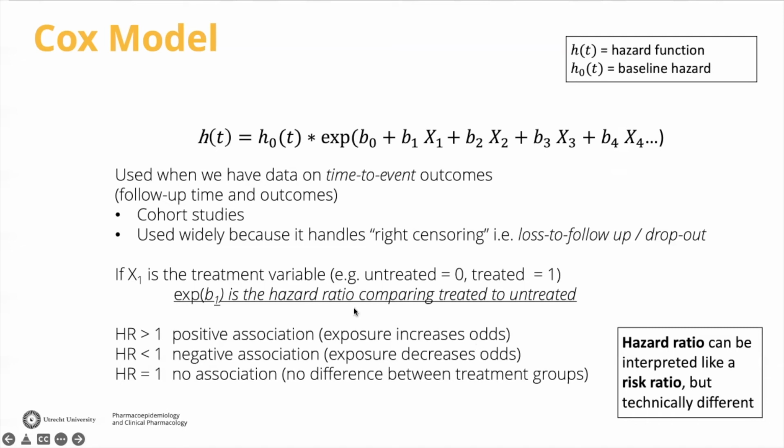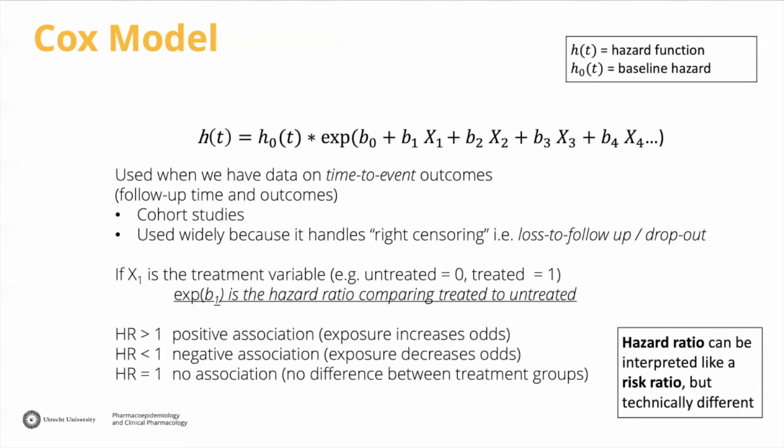A hazard ratio, if it's greater than 1, similar to an odds ratio, there's going to be an increased risk of whatever outcome you're looking at compared to your comparator. If your hazard ratio is less than 1, there's a decreased risk of the outcome associated with your exposure compared to your comparator medication. And if the hazard ratio is equal to 1, there's no association between the two.